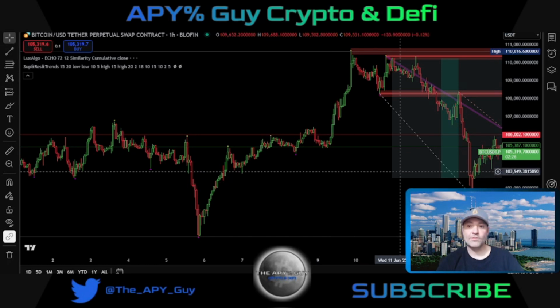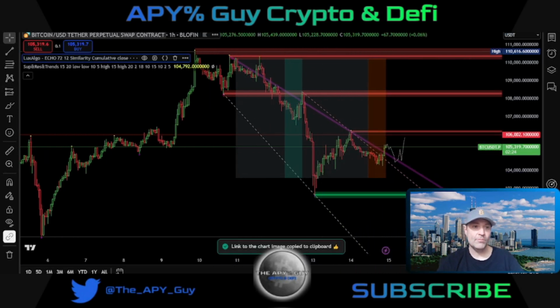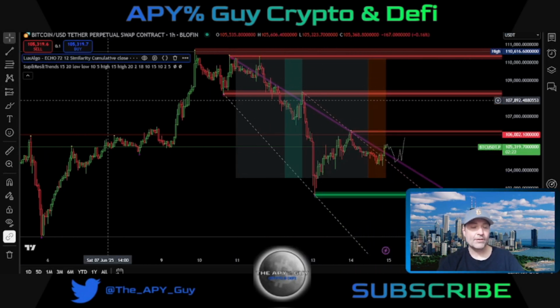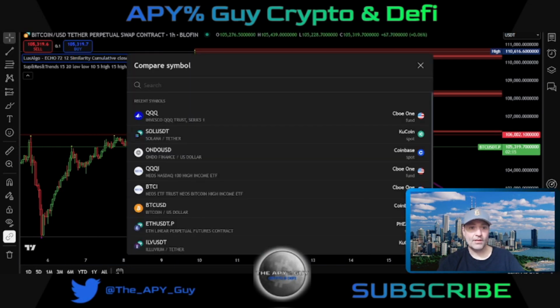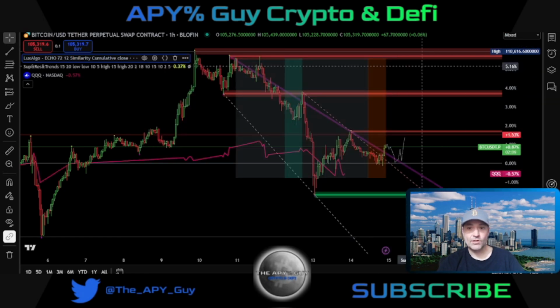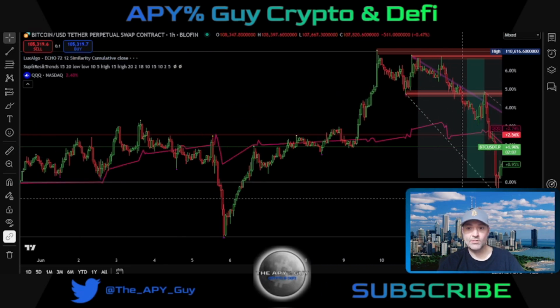Okay, if we start with a fresh price chart, we're going to do Bitcoin, and we want to compare it to the QQQ for the first example. So if we go up here to the plus sign, click on it, we come down here to QQQ. First, we're going to do same percentage scale, which is going to show the percentage difference between the two assets.